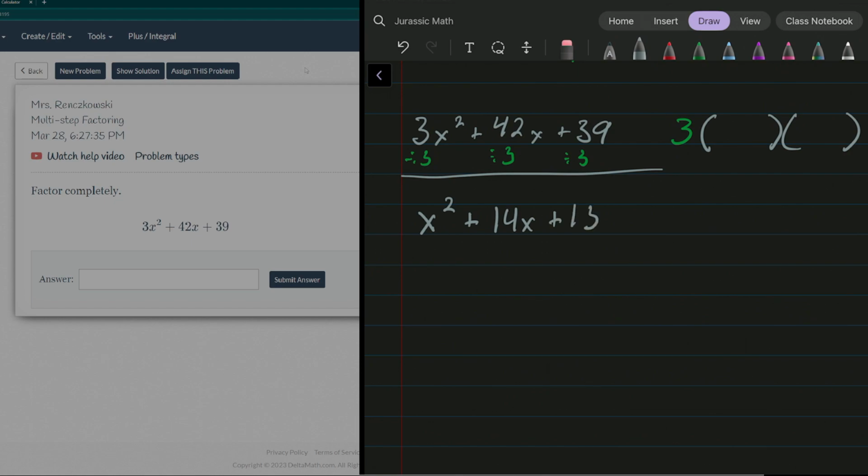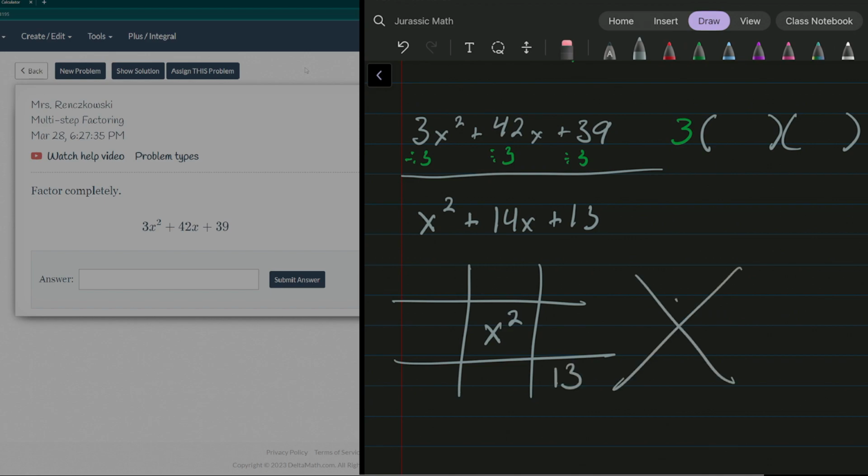And now we just have a normal tic-tac-toe method. So I'm going to tic-tac-toe it. I'm going to put x squared here, a 13 here, times plus, remember, I should have chosen a different color than green. 14 goes on the bottom, and the 13 and 1 multiplied to the top. So what times what equals 13 but adds up to be 14? That's easy: 1 and 13. So 1x, 13x. The Kenzie and Mila rule, put the 2 x's there.